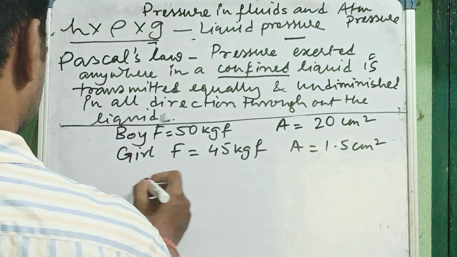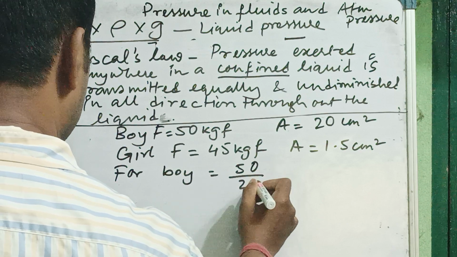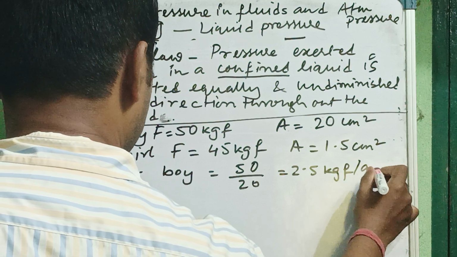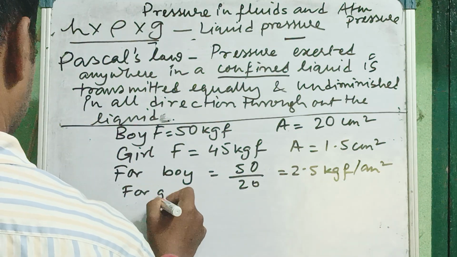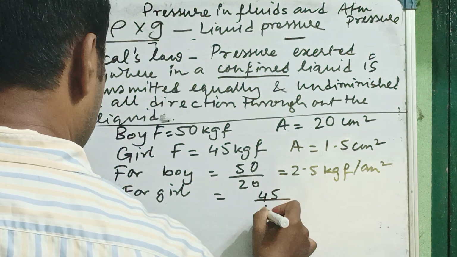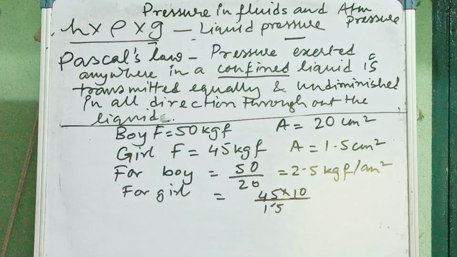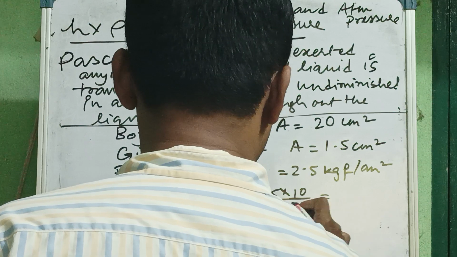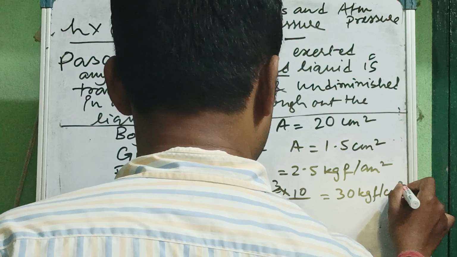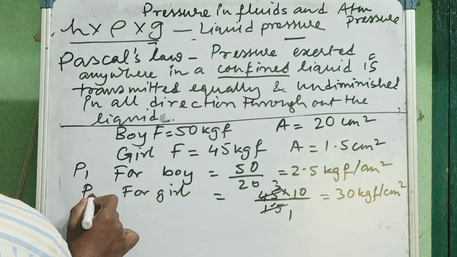For the boy, 50 kgf divided by 20, that is 2.5 kgf per centimeter square. For the girl, 45 kgf divided by 1.5, which can be taken as 10 times 45, that is 450 by 15, which is 30 kgf per centimeter square. So this is the pressure for the boy and this is the pressure for the girl.